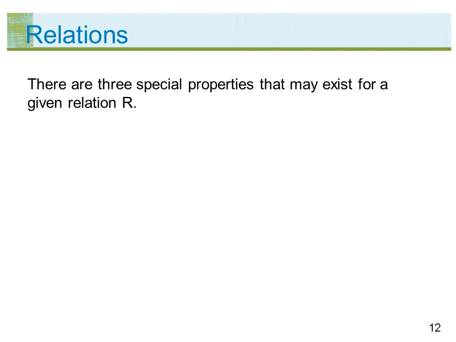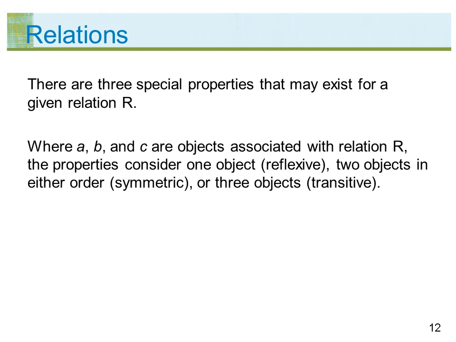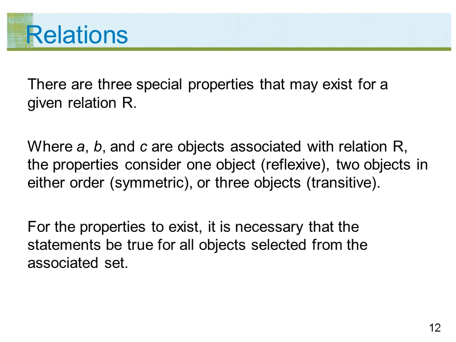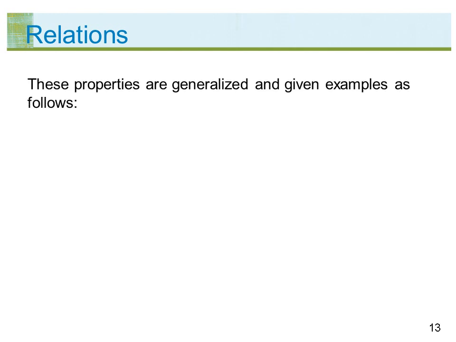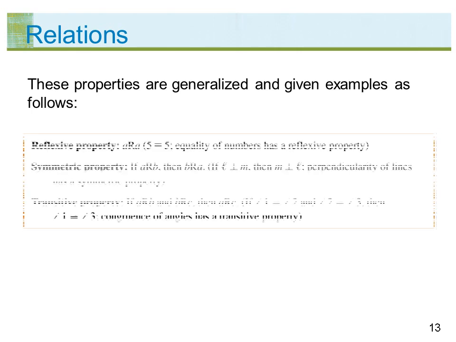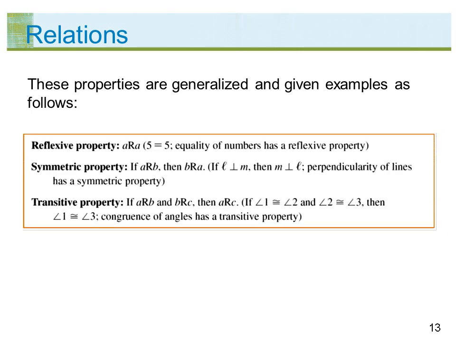There are 3 special properties that may exist for a given relation R, where A, B, and C are objects associated with the relation R. The properties consider one object, reflexive; 2 objects in either order, symmetric; or 3 objects, transitive. For the properties to exist, it is necessary that the statements be true for all objects selected from the associated set. These properties are generalized and given examples as follows. Reflexive property. A relation A. 5 equals 5. Equality of numbers has a reflexive property.